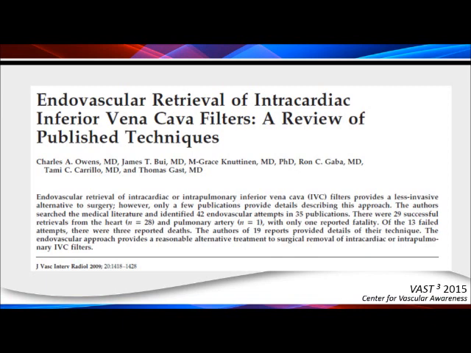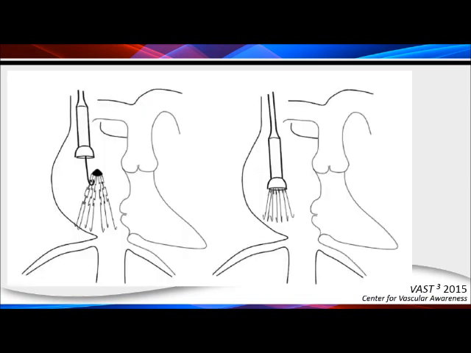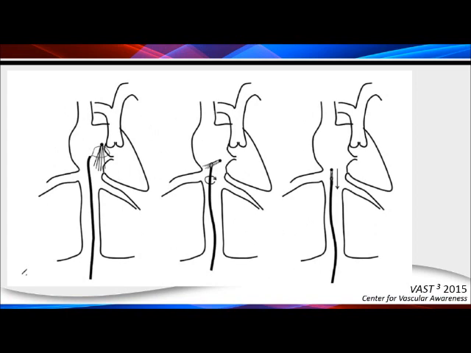And this paper, the endovascular retrieval of intracardiac inferior Vena Cava filters, a review of published techniques. You can see the previous techniques to retrieve the filter. This is the special 24 French catheter to access the jugular vein. And this is the Yates technique, we use this technique by femoral approach. This is the catheter, this is the snare, and we catch the hook of the filter and we pull down the catheter.